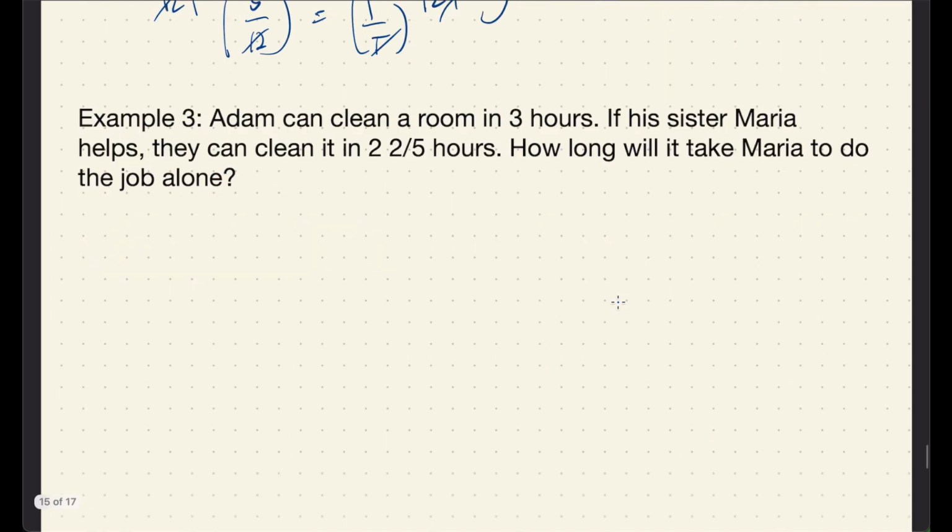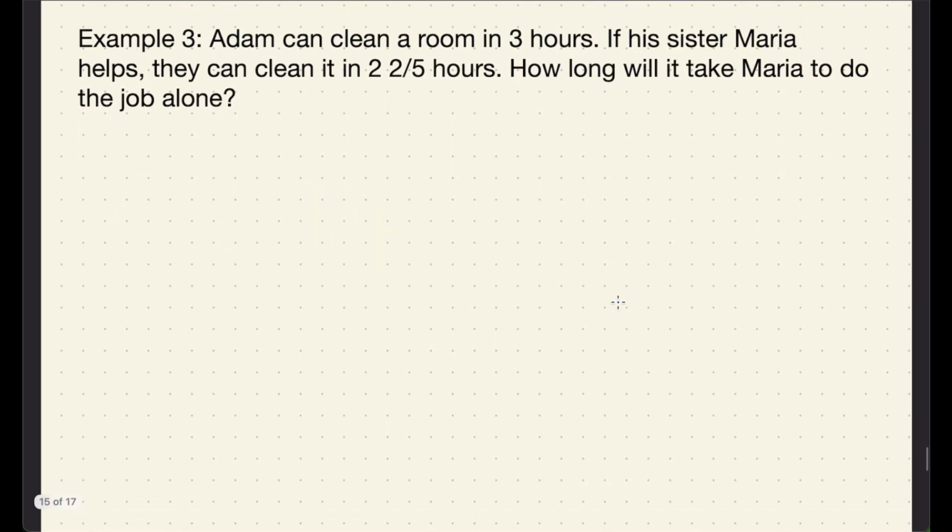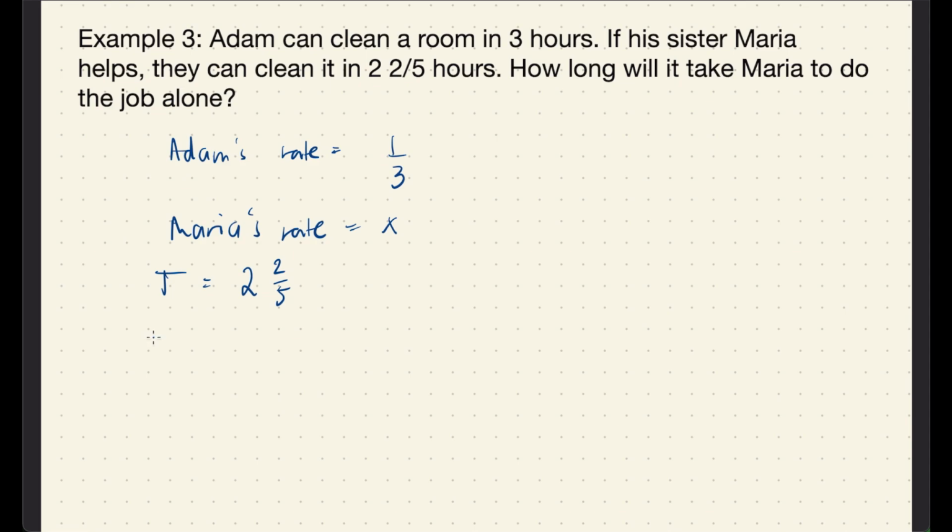And then, for our next example, we have Adam and his sister Maria. Adam can clean a room in 3 hours. You can write Adam's rate. And then, if his sister Maria helps, they can clean it in 2 2/5 of an hour. How long will it take Maria to do the job alone? So we're given Adam's rate. Maria's rate is unknown, so we can write it as 1 over x. And together, we'll just use t, as we've been using earlier, which is 2 2/5. So we can set up the same equation.